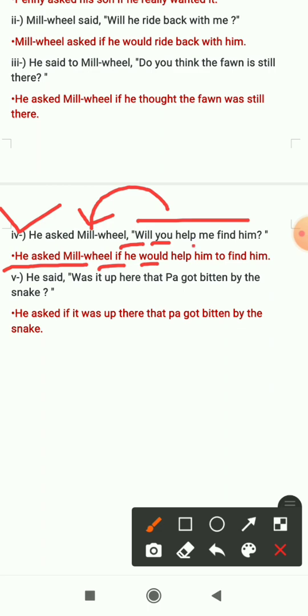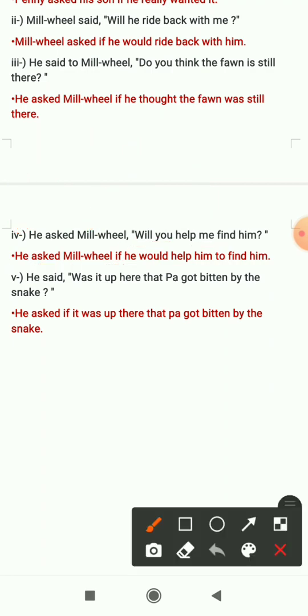And me is the object of the first person pronoun, so we have changed it according to the subject, that is he. So what is the object of he? That will be him. That's why it has become he asked Millville if he would help him to find him. Fifth one is he said, "Was it up here that Pa got bitten by the snake?" So it will be he asked if it was up there that Pa got bitten by the snake.